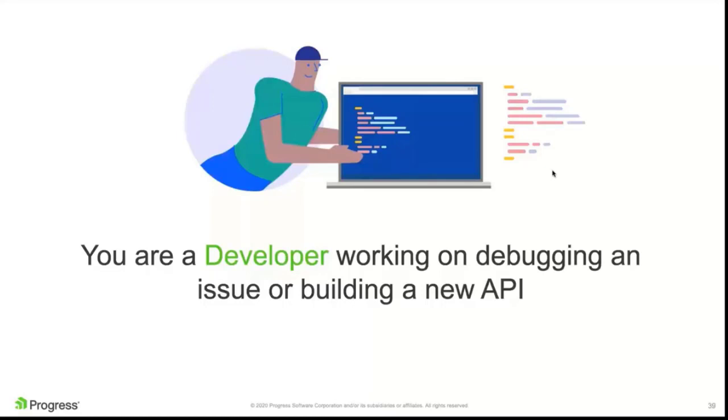Or if you're building a new API, you can use Composer collections to create logical units under which you can document all your requests, and then share that collection with your front-end team, who can then consume this new API.